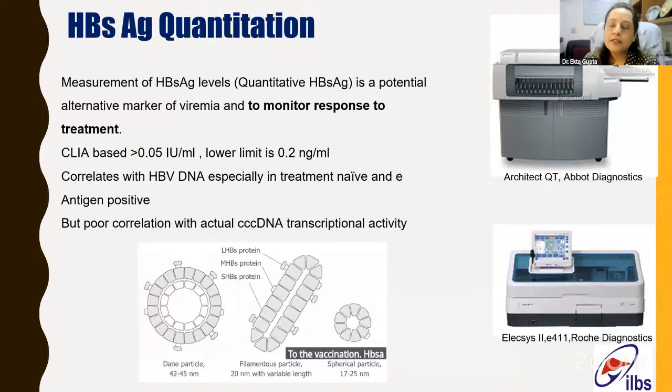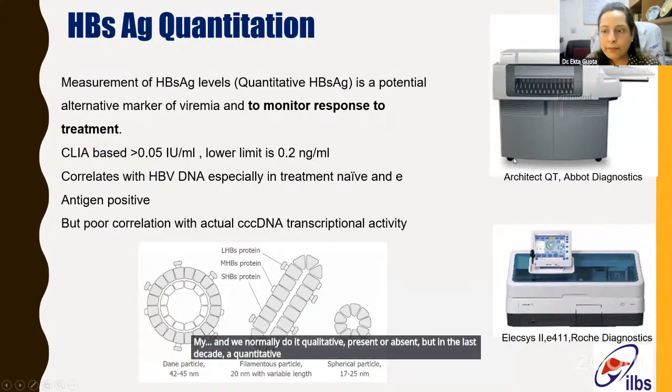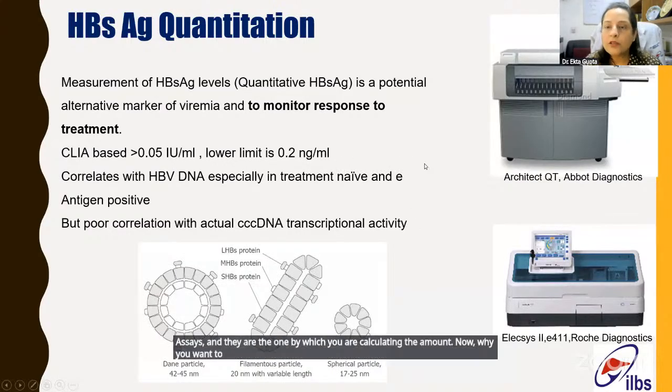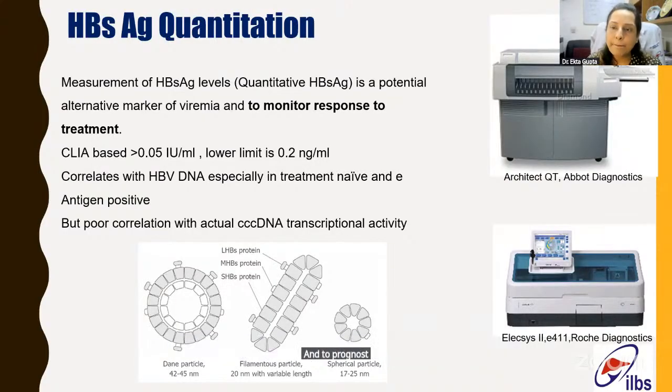HBsAg is present and we normally do it qualitative, present or absent, but in the last decade, a quantitative test has come up. It's usually a CLIA-based assay, and that is the one by which you are calculating the amount. Now, why do you want to know? Because once you put a patient on treatment, the DNA gets negative. And to prognosticate what is happening, is the infection getting controlled?